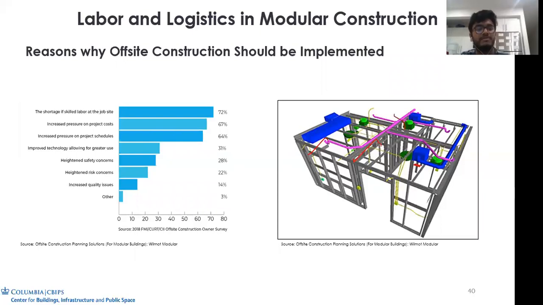There's an increased pressure on project cost, and making a modular building would reduce the project cost and project schedules. Since there's an improvement in the technology, with the implementation of ERP systems and a proper supply chain, we could also improve the production of modular construction as we go into the future.